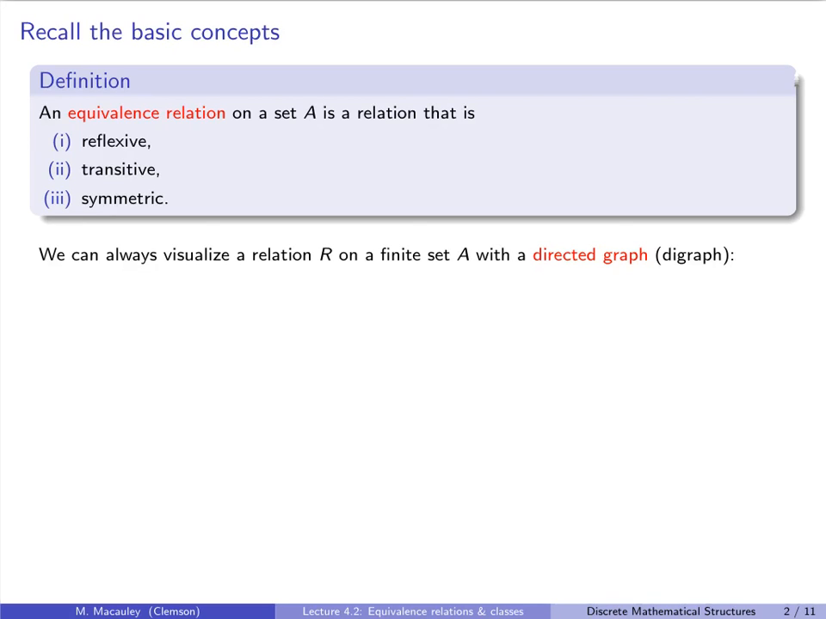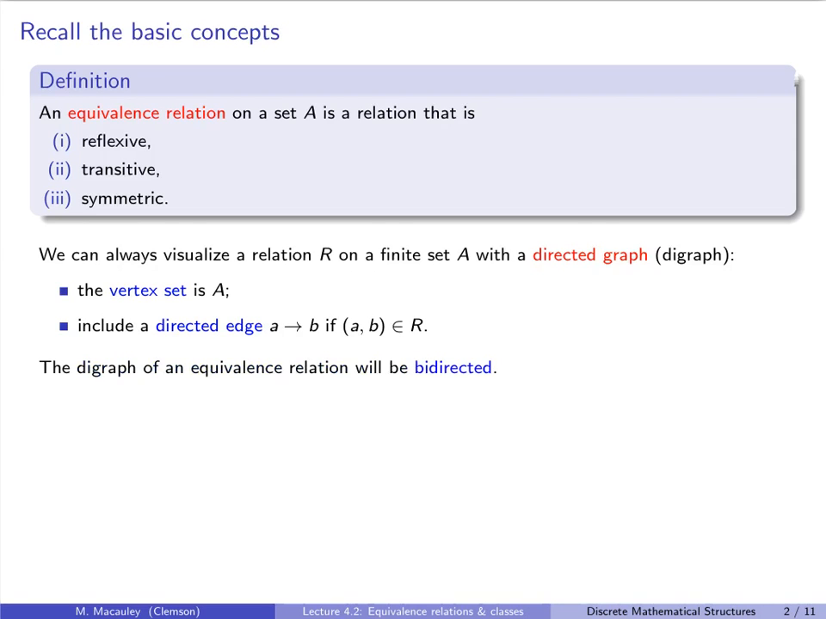We can always visualize a relation on a finite set A with a directed graph, or digraph for short. The vertex set is just the set of elements itself, and we put a directed edge from A to B if A is related to B. In other words, if the ordered pair A and B is in R. Since equivalence relations are symmetric, this digraph will always be bidirected. That means anytime we have an edge from A to B, we have an edge back from B to A, which we often just write as a double edge like this between A and B.